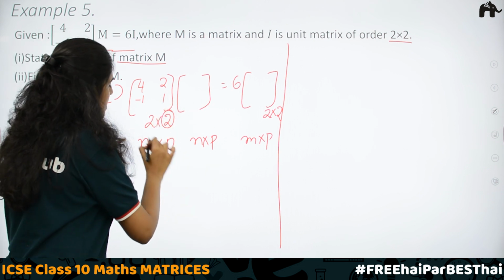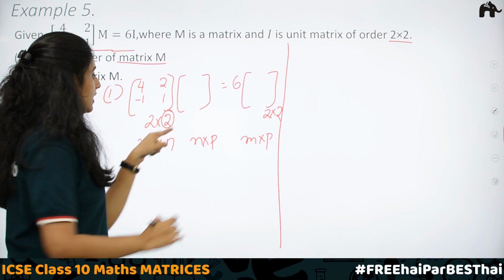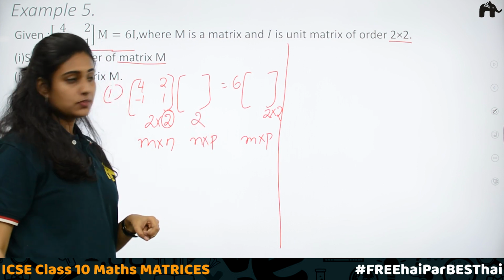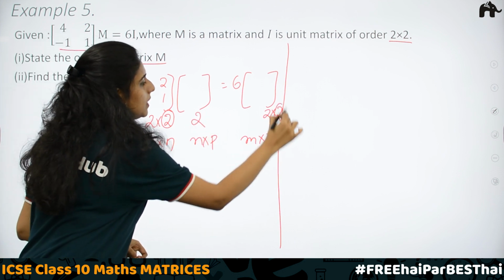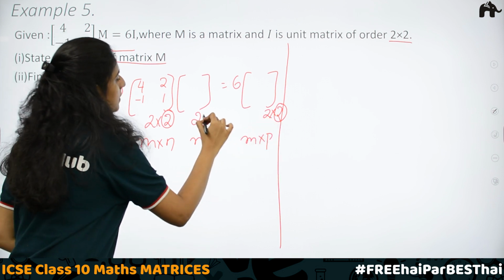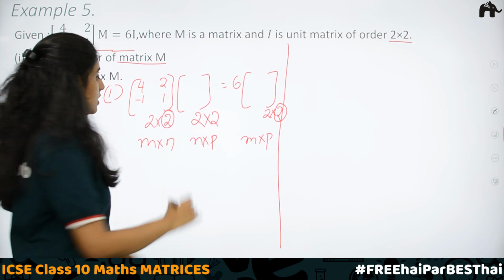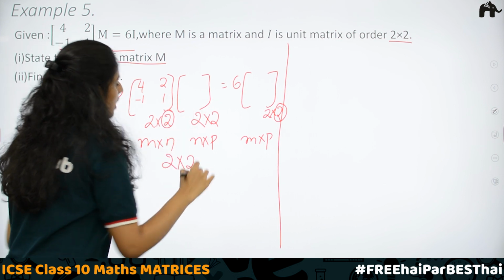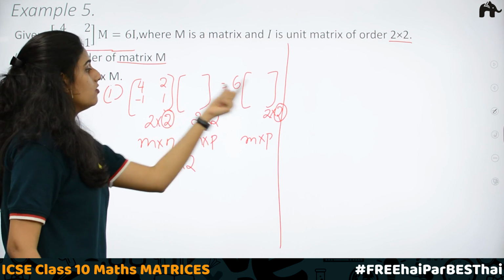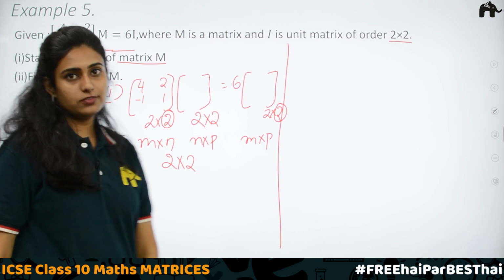Here M is 2, N is 2. Then here again we have an N that will be equal to 2. Now P. This is what P is, M by P. We have P here. P is also 2. Therefore, the new matrix will be of order 2 by 2. A 2 by 2 matrix multiplied with another 2 by 2 matrix, we are getting a 2 by 2 matrix. This is the first part of the question.